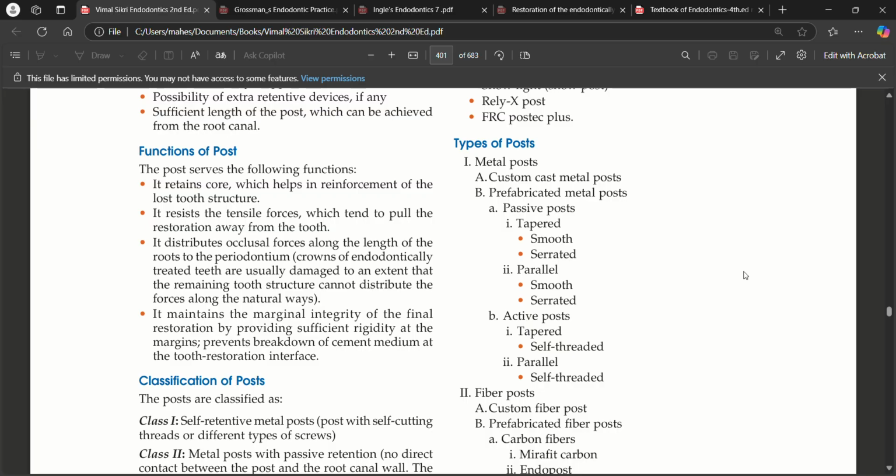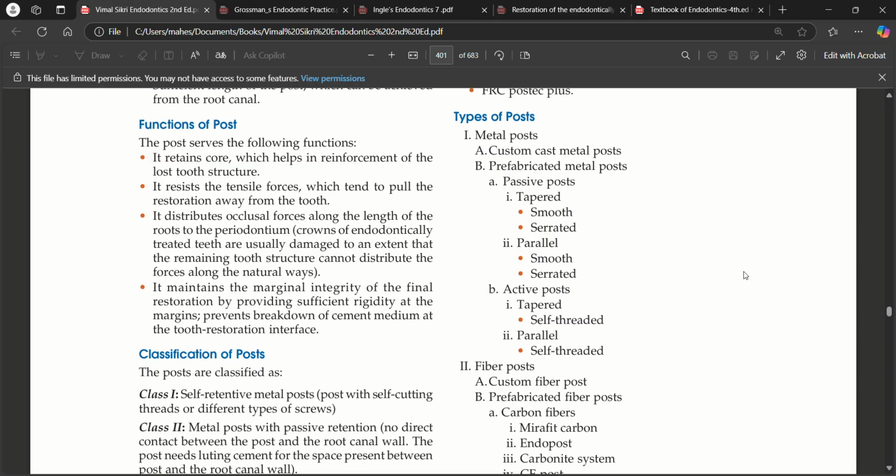The functions of the post are: post serves as a retained core, which helps in reinforcement of the lost tooth structure. It raises the tensile forces which tend to pull the restoration away from the tooth. It distributes the occlusal forces along the length of the root to the periodontium. Crowns of endodontically treated teeth are usually damaged to an extent that the remaining tooth structure cannot distribute the force along the natural ways. It retains the marginal integrity of the final restoration by providing sufficient rigidity at the margin, preventing breakdown of the cement medium at the tooth restoration interface.